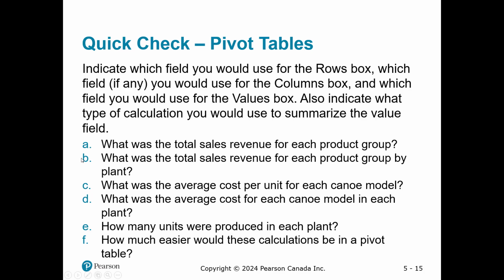What was the total sales revenue for each product group? What would you use? What was the total sales revenue for each product group by plant? What was the average cost per unit for each canoe model? What was the average cost for each canoe model in each plant? How many units were produced in each plant? How much easier would these calculations be in a pivot table?